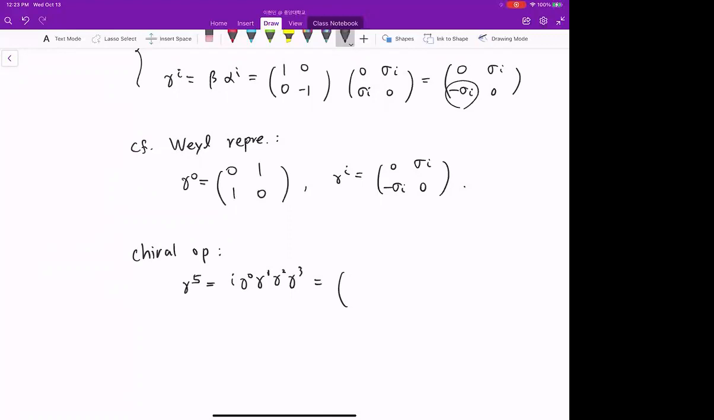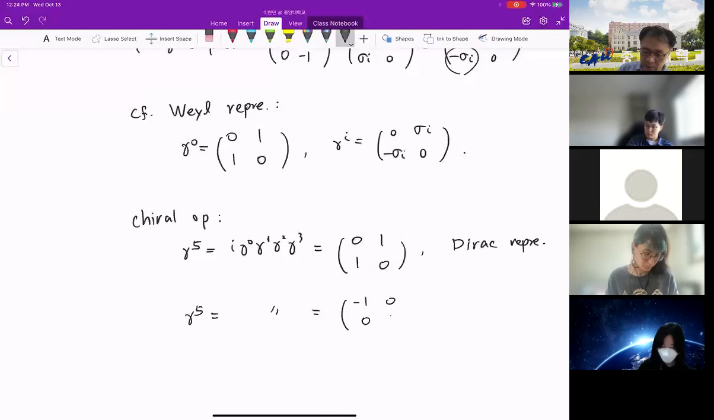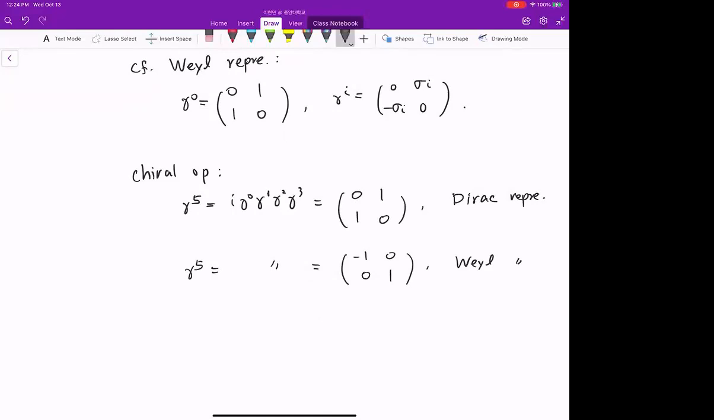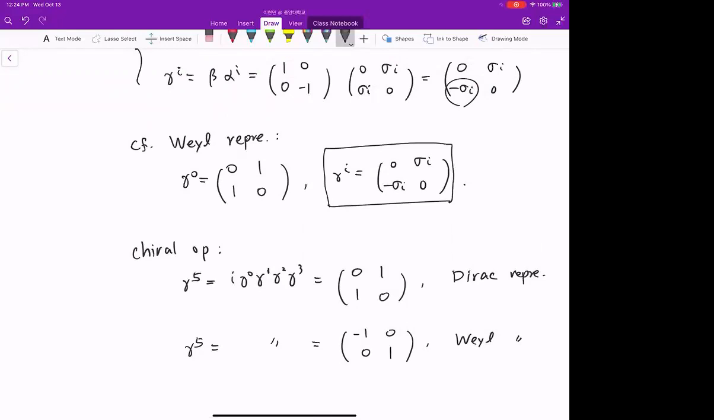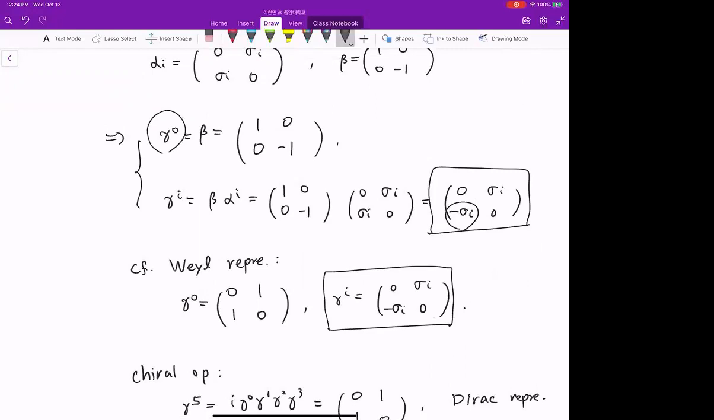So in the case of the same definition, but if you take the Weyl representation, the difference between the two representations is the interchanging between... as you can see, this identity part is the same in both cases. The difference is the gamma zero here, and then gamma five, and gamma five.